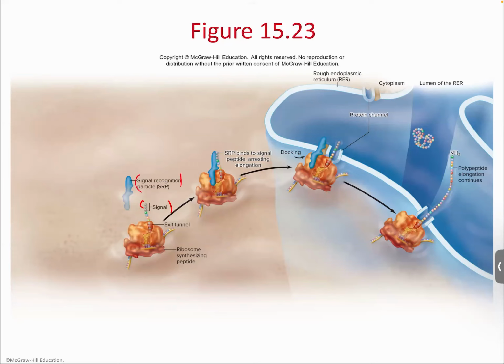Then your signal recognition particle will come in, and it'll recognize this little zip code kind of tag that's on your polypeptide, and it'll bind to it. So it'll bind not only to this, so here's your binding spot, but it'll inject itself into the actual ribosome. So this piece right here gets inserted into the ribosome. So now what you have is sort of like a shuttle, right?